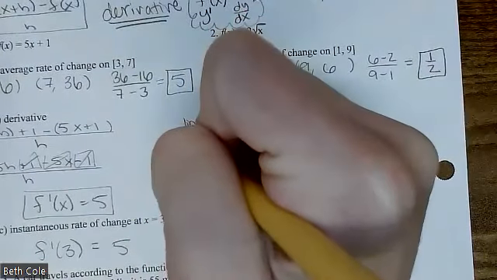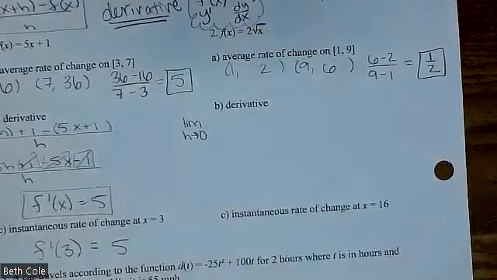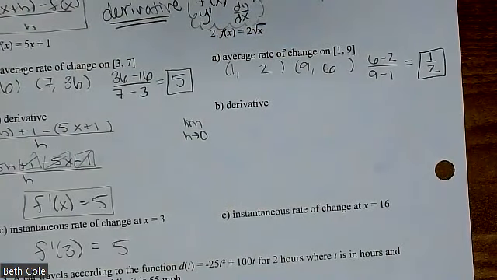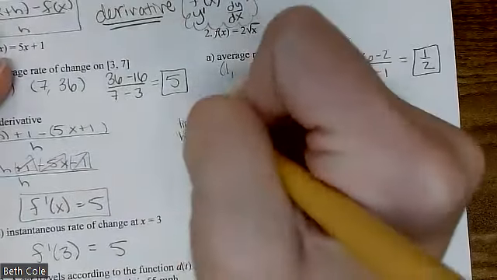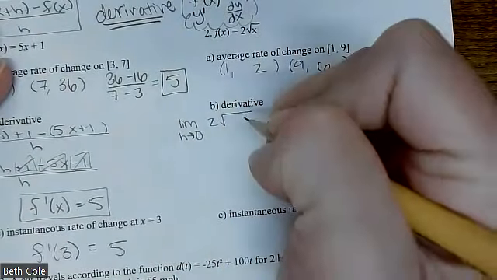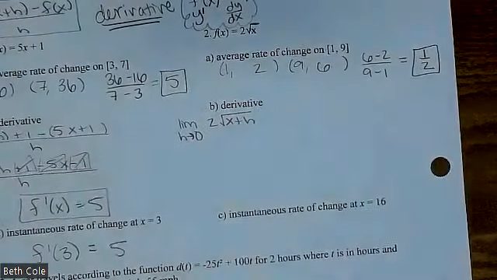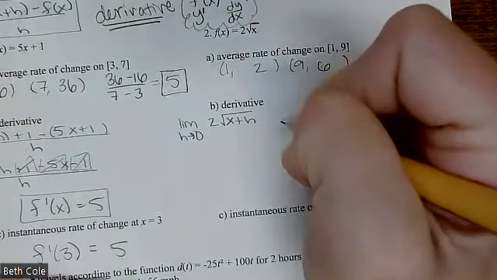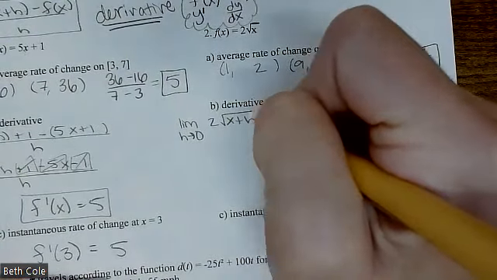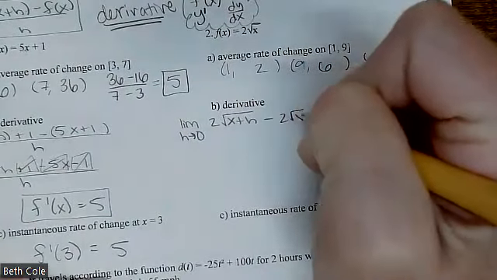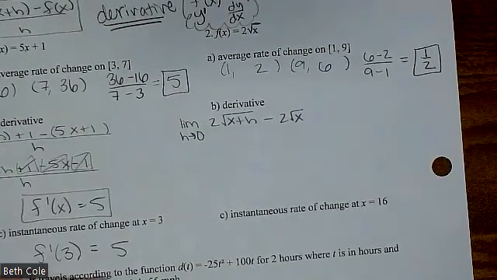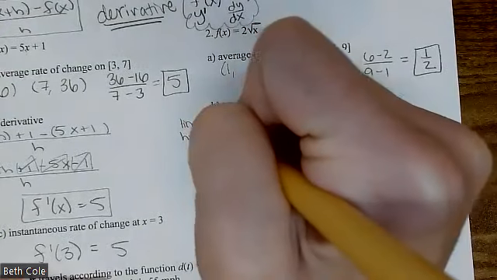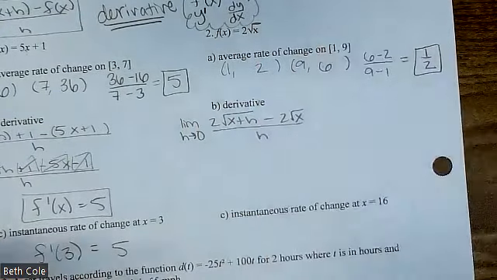All right, derivative. This is where it becomes calculus. Limit as h goes to 0. Yes, you have to write that. Step 1, plug in x plus h to the function. So it'll be 2 square root of x plus h. Plug in x plus h. And then what's step 2? Yes, subtract the function. And then step 3, the whole thing is over h.